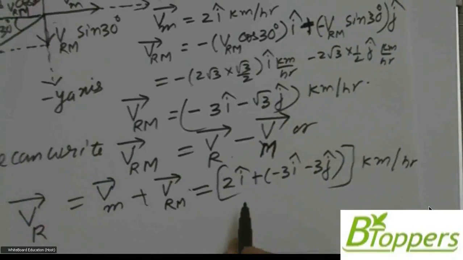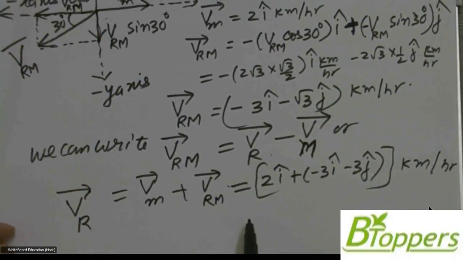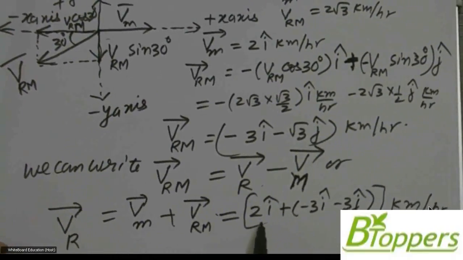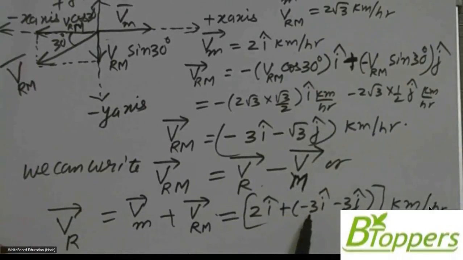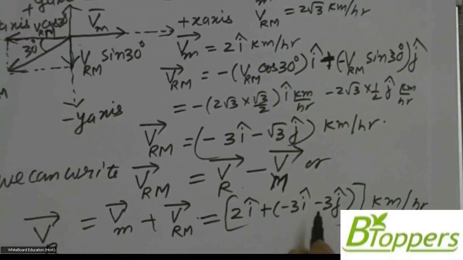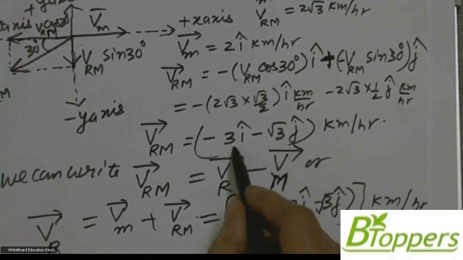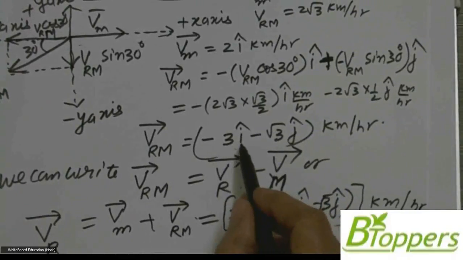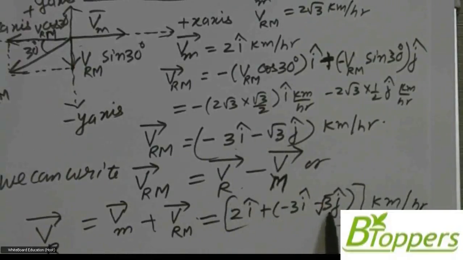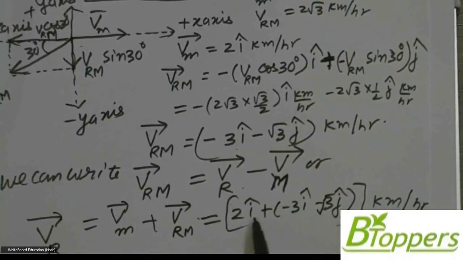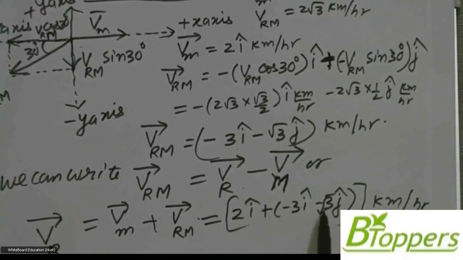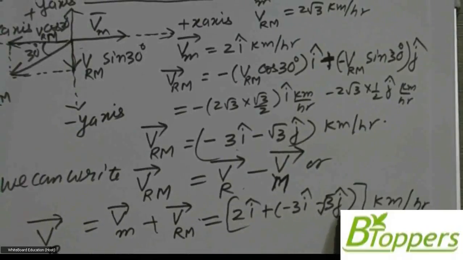So if you simplify the earlier step, 2 i cap plus minus 3 i cap, you can write minus i cap. So the actual velocity of the raindrops, you can write minus i cap minus, this should be √3 here. The relative velocity of the raindrops with respect to the man, you must write as minus 3 i cap minus √3 j cap. So if you add these two, you get minus i cap minus √3 j cap.